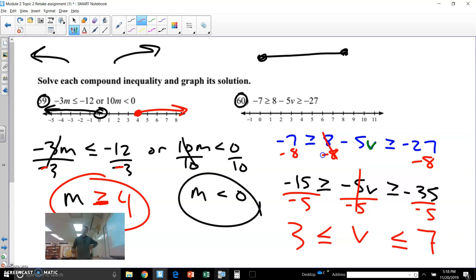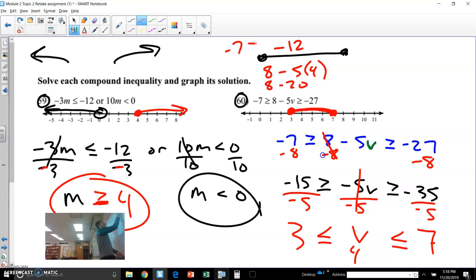And so any value between 3 and 7, even including 3, even including 7, would be a solution to the problem. For example, 4. 4 is in the middle of those values. 8 minus 5 times 4. 5 times 4 is 20. 8 minus 20 is negative 12. And is negative 12 in between negative 7 and negative 27? Yes, it sure is. So again, we're trying to find values that would plug in for the variable and make the equation or inequality true for the entire problem.